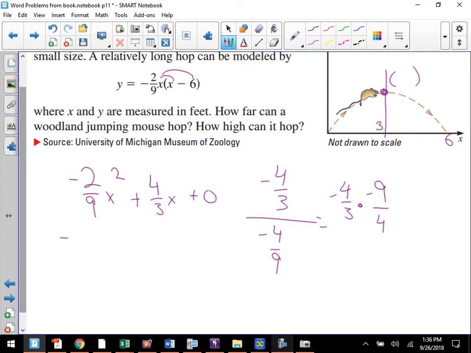What's 3 squared? And you get how high up in there this woodland mouse jumped. 2 feet. So it jumps surprisingly long distances for its size, but as it's going, it starts at 0, jumps up to 2 feet, and it lands 6 feet away.